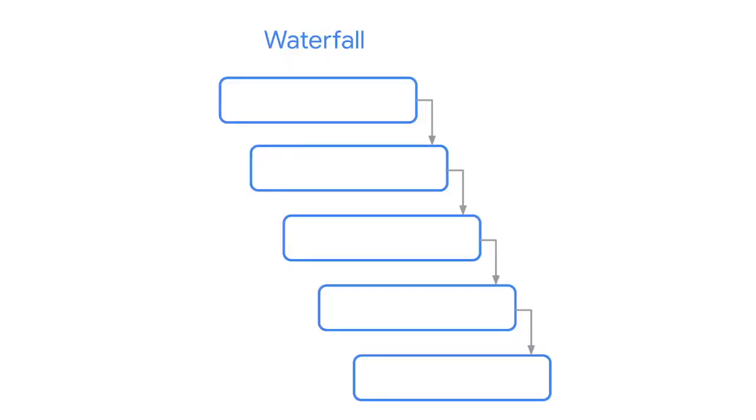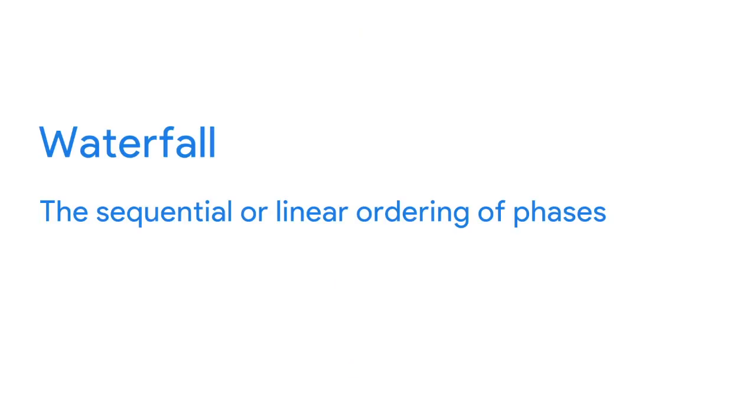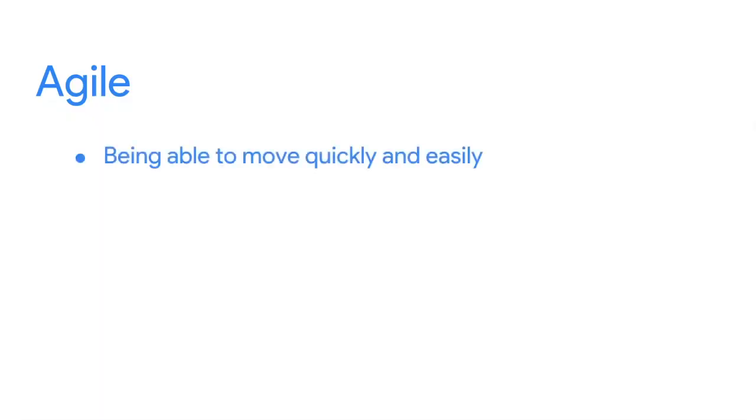Ready? Let's get started. To quickly review, Waterfall is a popular project management methodology that refers to the sequential or linear ordering of phases. You complete one phase at a time, not proceeding to the next until it is done. Then, you move down the line, like a waterfall, starting at the top of a mountain and traveling to the bottom. The term Agile refers to being able to move quickly and easily.